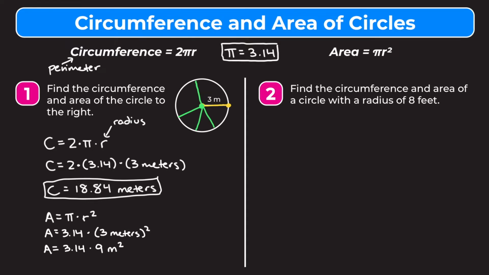And now our last step is to go to our calculator and multiply 3.14 by 9. And if you do that, you should get that our area is equal to 28.26 meters squared.